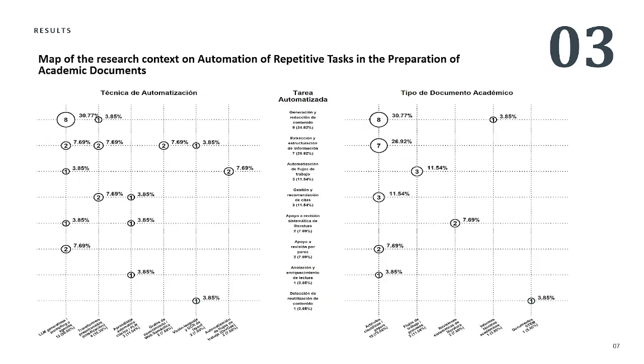This map visualizes 3 dimensions simultaneously: the automation technique used, the task automated, and the type of academic document targeted. Large language models emerge as the dominant technique, and scientific articles are by far the most targeted document type. We will detail each dimension in the following slides.